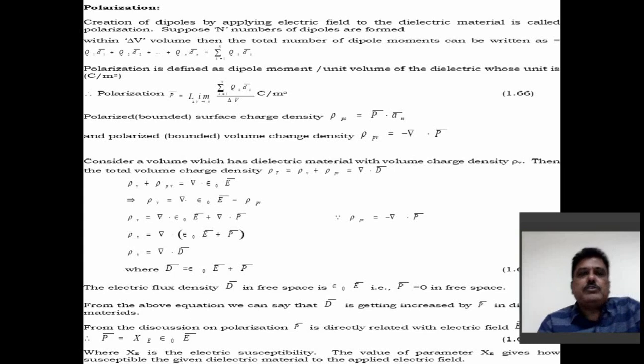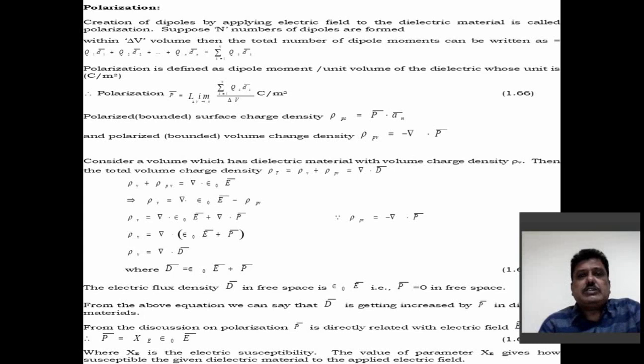Suppose n dipoles are formed within delta V volume, then the total dipole moment can be written as Q1 D1 bar plus Q2 D2 bar and so on plus Qn Dn bar, equal to summation k equal to 1 to n of Qk Dk bar. Polarization is defined as dipole moment per unit volume of the dielectric, whose unit is coulomb per meter square. So P bar equal to limit delta V tends to 0 of summation k equal to 1 to n Qk Dk bar by delta V coulomb per meter square.